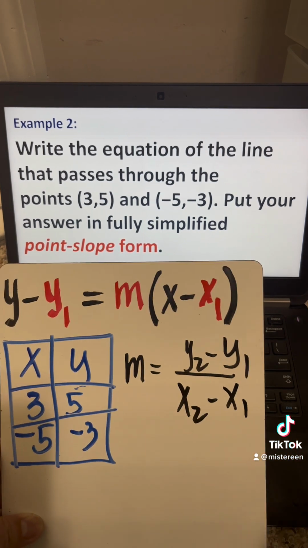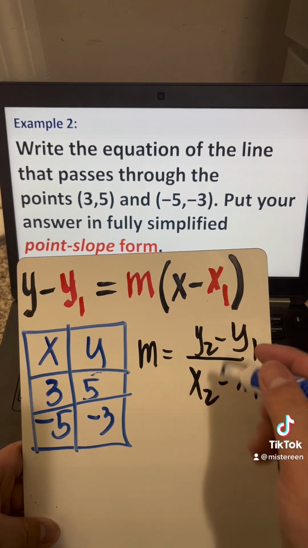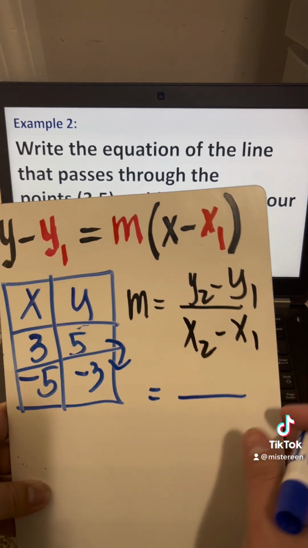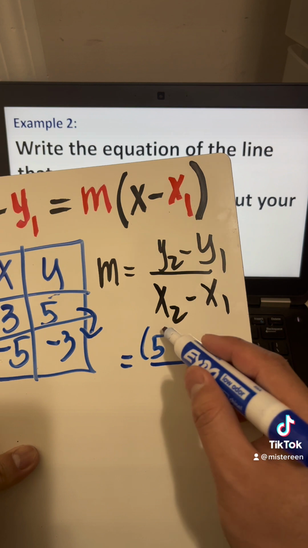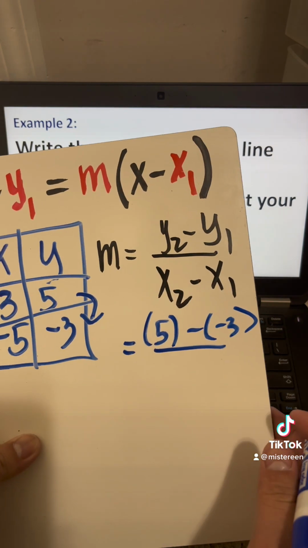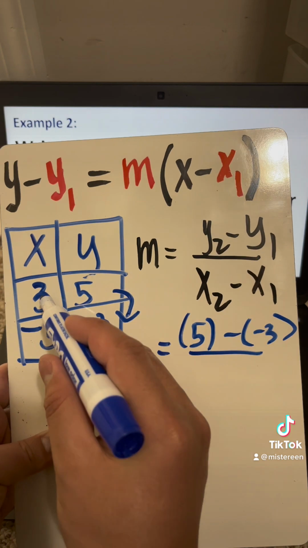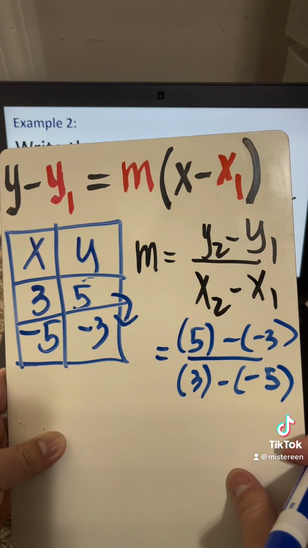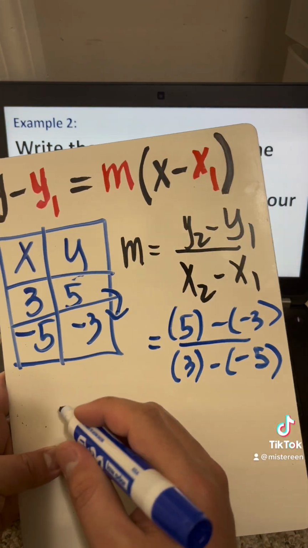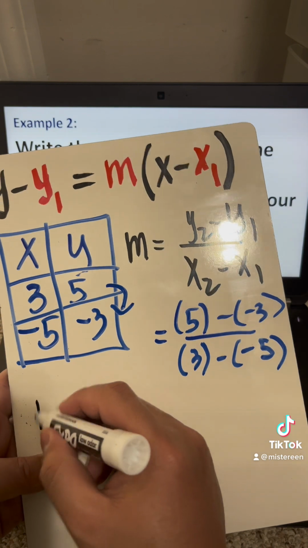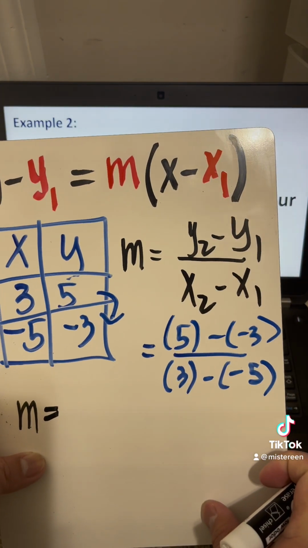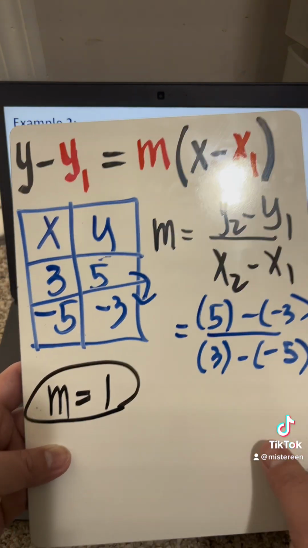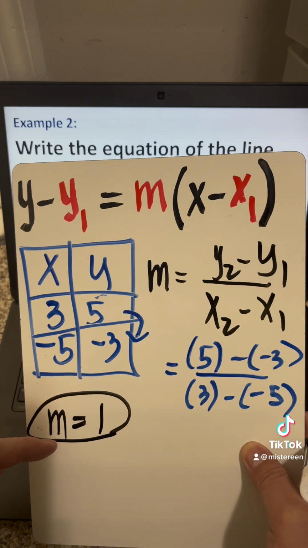We need to find the slope first because we need it. The top number is the y. The top are the y's. So you have 5 and negative 3. So parenthesis 5 minus parenthesis negative 3. And then at the bottom are your x's. So 3 and negative 5. 3 minus negative 5. And then you can put this in your calculator, and you will get the value of the slope. That's actually equal to positive 1. Now we have found the slope.